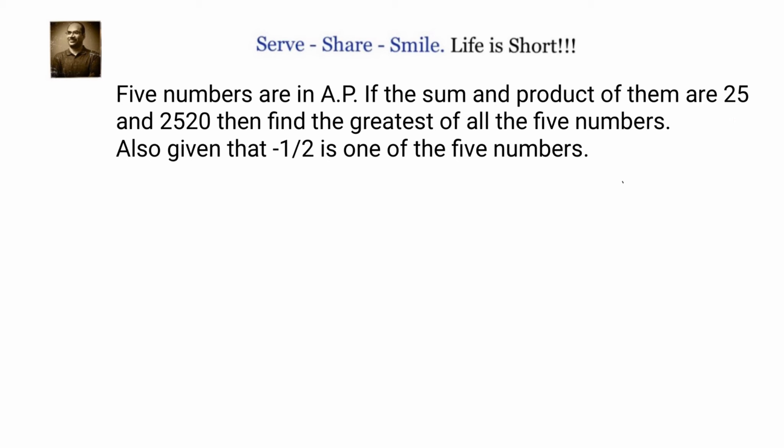Five numbers are in AP. If the sum and product of them are 25 and 2520 respectively, find the greatest of all the five numbers. We have been also given that minus 1 by 2 is one of the five numbers. So whenever we know that five numbers are in AP, the general form how we take those numbers is a minus 2d, a minus d, a, a plus d, a plus 2d.